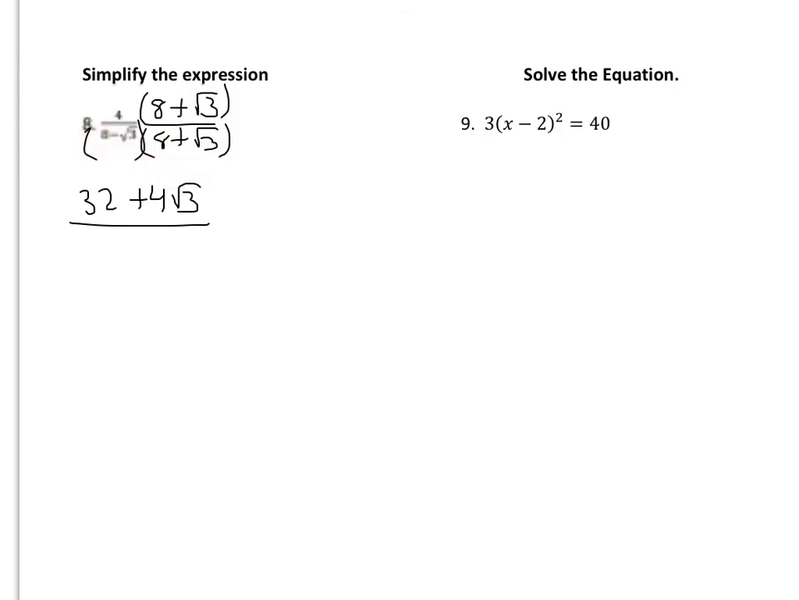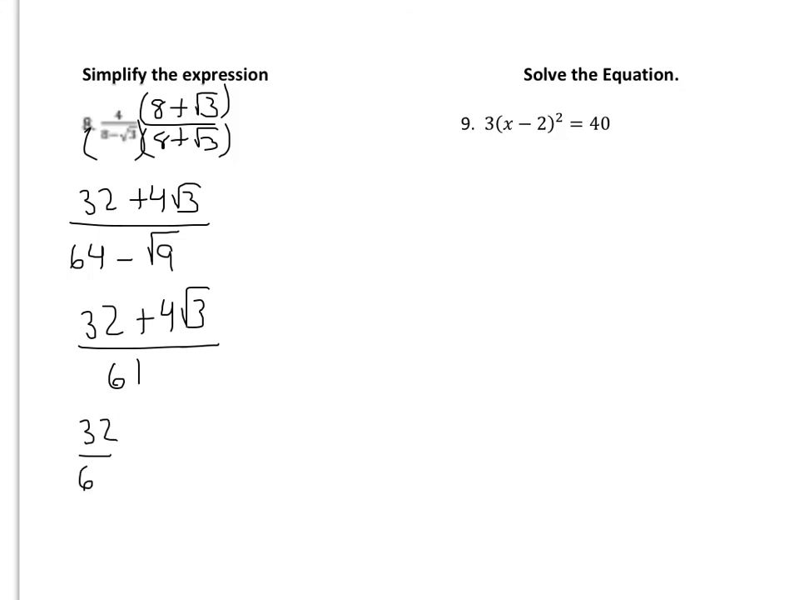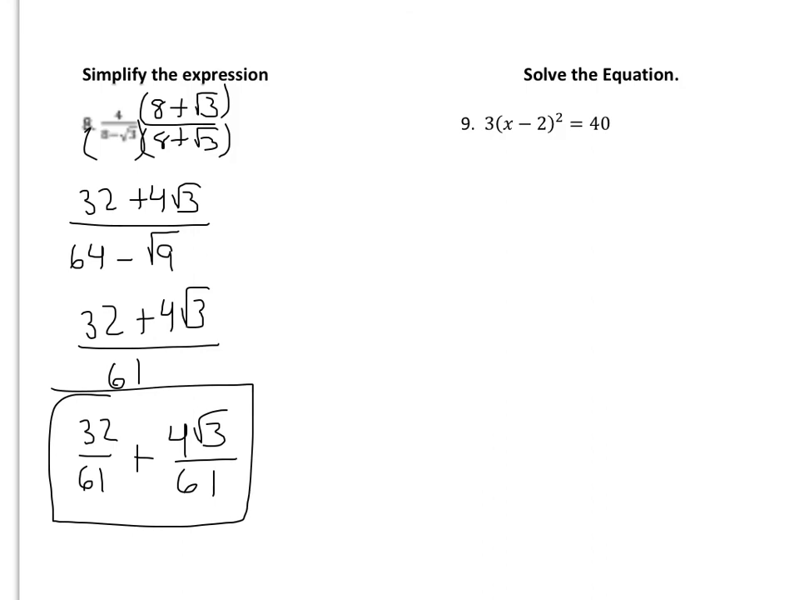So you get 64 minus the square root of 9. So I have 32 plus 4 square root of 3 over 64 minus 3, which is 61. So I have 32 over 61 plus 4 square root of 3 over 61. I don't think those can be simplified, so we're done.